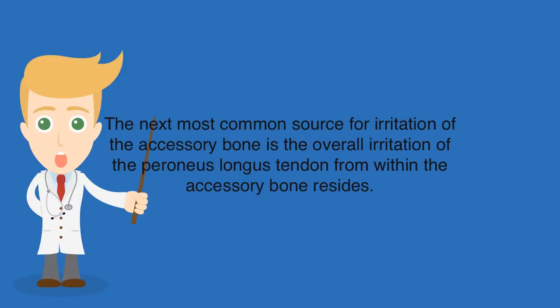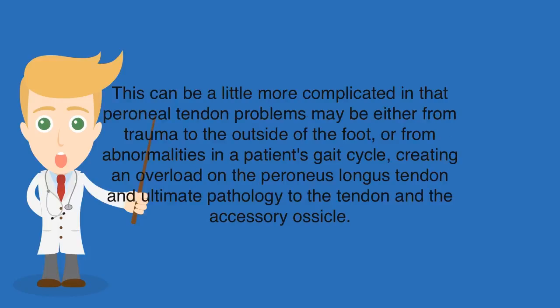The next most common source for irritation of the accessory bone is the overall irritation of the peroneus longus tendon within which the accessory bone resides. This can be a little more complicated in that peroneal tendon problems may be either from trauma to the outside of the foot, or from abnormalities in a patient's gait cycle, creating an overload on the peroneus longus tendon, and ultimate pathology to the tendon and the accessory ossicle.